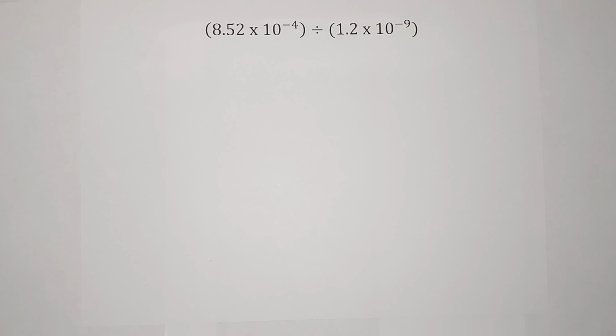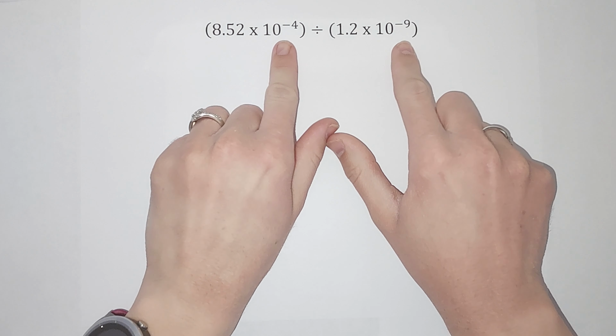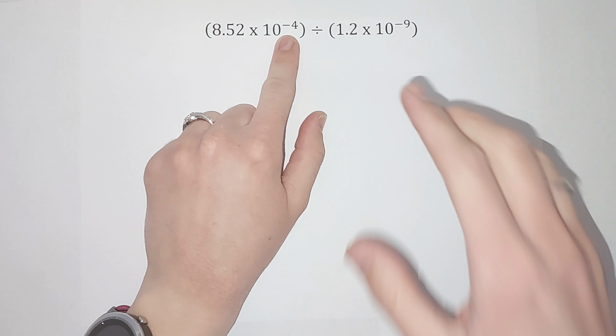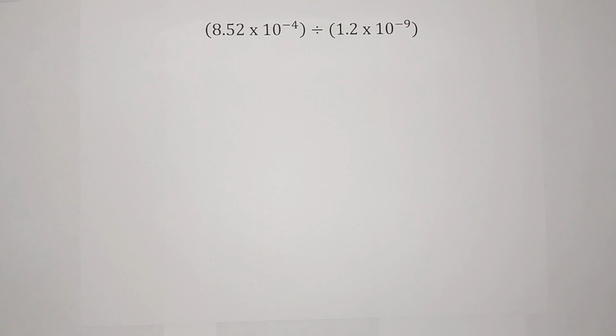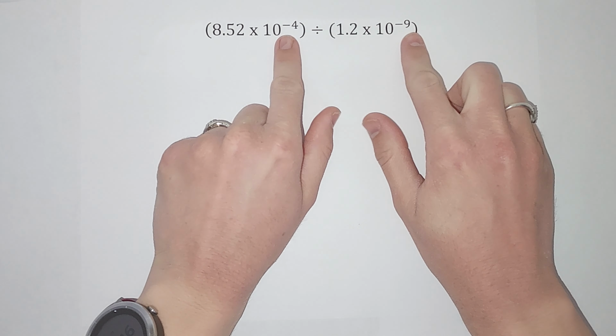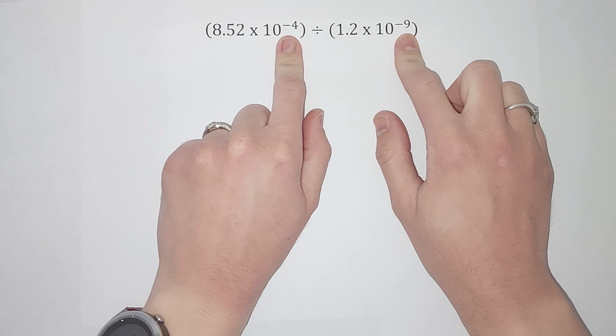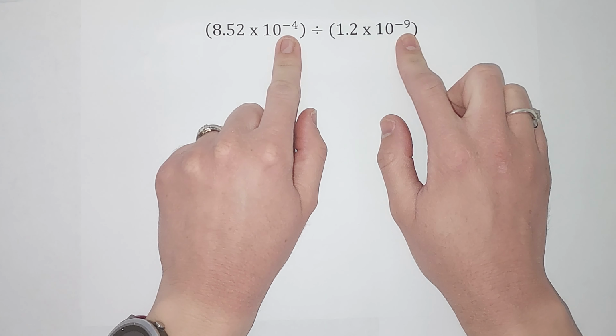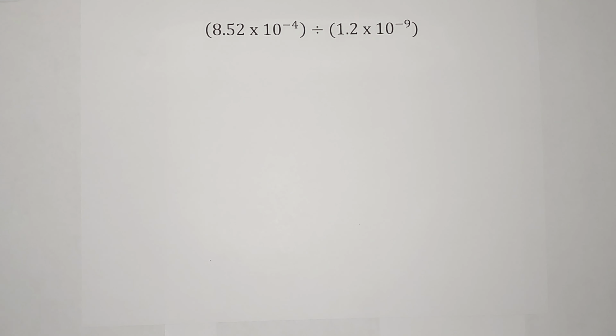Now, when they are in scientific notation, the good news is my exponents don't have to match. When I add or subtract numbers in scientific notation, these need to match. It's kind of a big deal. But when we multiply and divide them, they don't have to. We can just go ahead and divide.